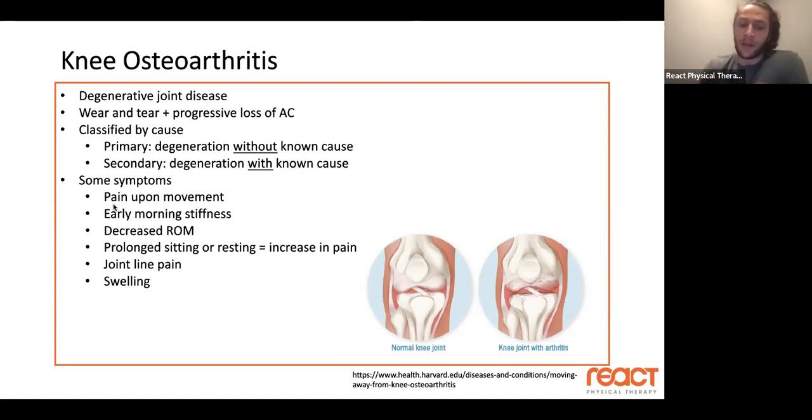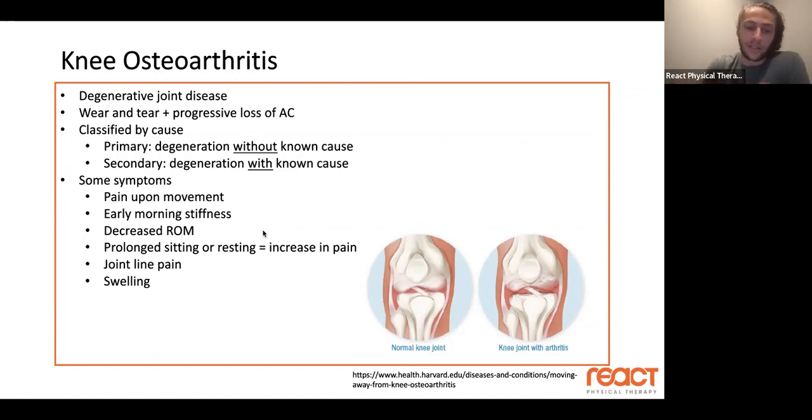Decreased ROM. You'll notice with joint conditions specifically, they'll have a drop in range of motion as that joint deteriorates further. And that's just really because those surfaces aren't able to move well with one another anymore. So it almost blocks itself, it doesn't allow it to move as much.